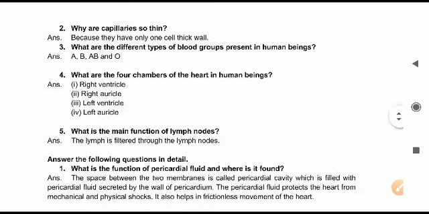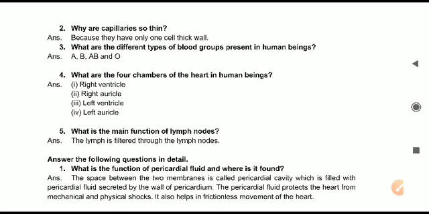Question second now, why are the capillaries so thin? The answer is because they have only a one-cell-thick wall. Their layers are not there like in arteries and veins. Three layers are there in those, but in capillaries only a single cell is there, no other layer. That is why they are very thin.